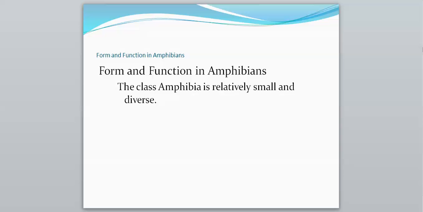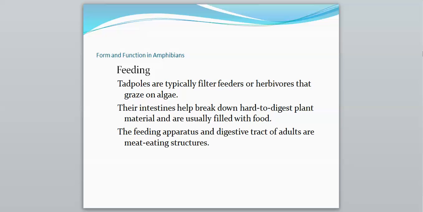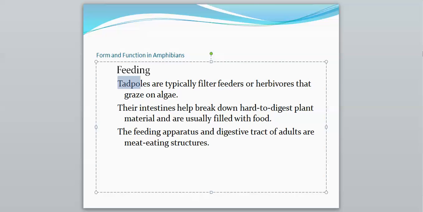So now again, we're going to look at the form and function, what they do to survive. So our first thing is feeding. A tadpole is just the name for any of the larval stage of amphibians. So we can just typically refer to those as what we see as the baby frogs swimming around, but salamanders have tadpoles, toads have tadpoles as well.